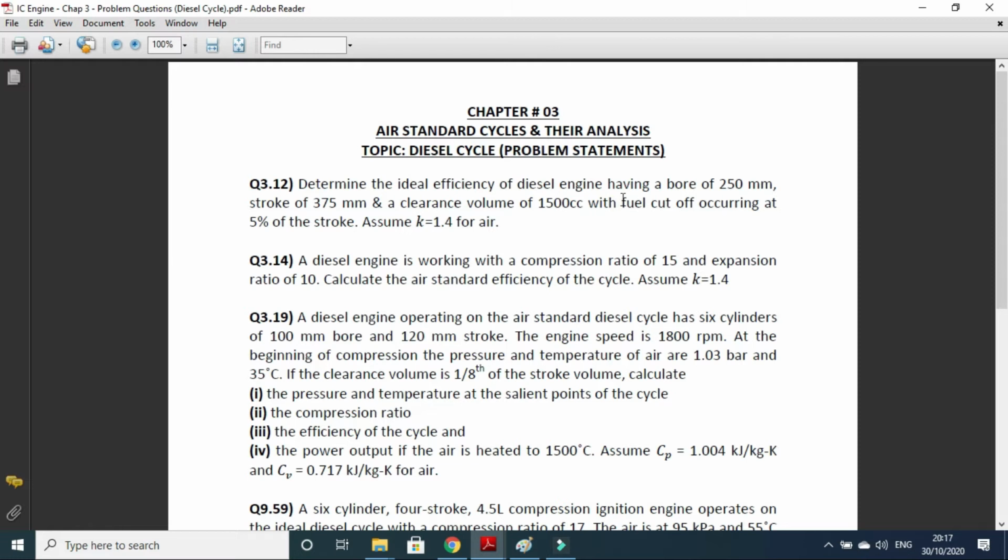This is a very important statement: fuel cut off occurring at 5% of the stroke. Now what does it mean? We will look into it when we solve the numerical.